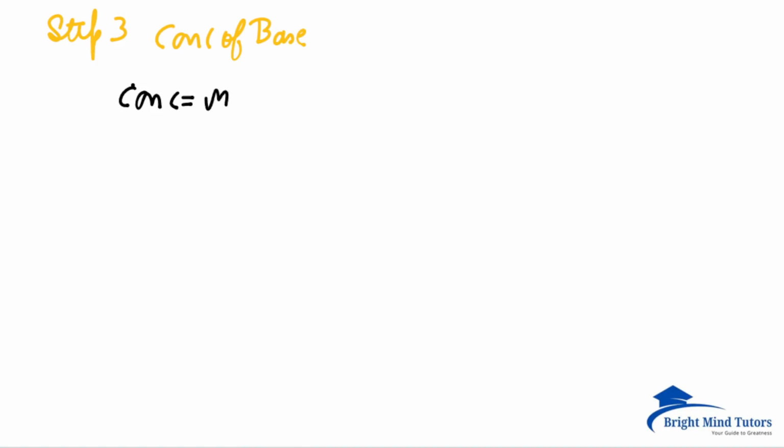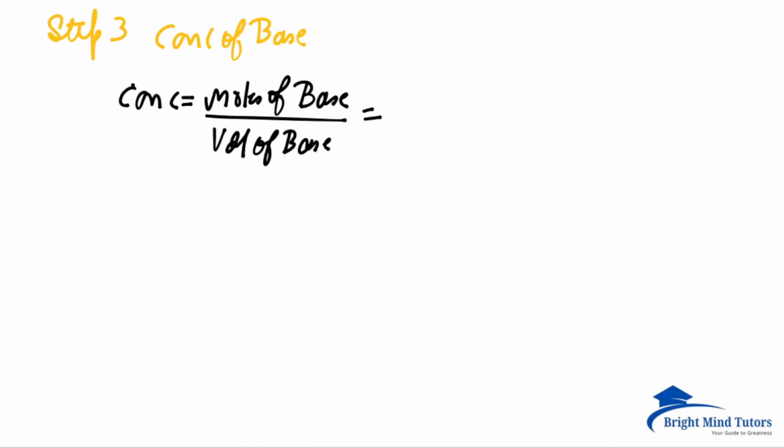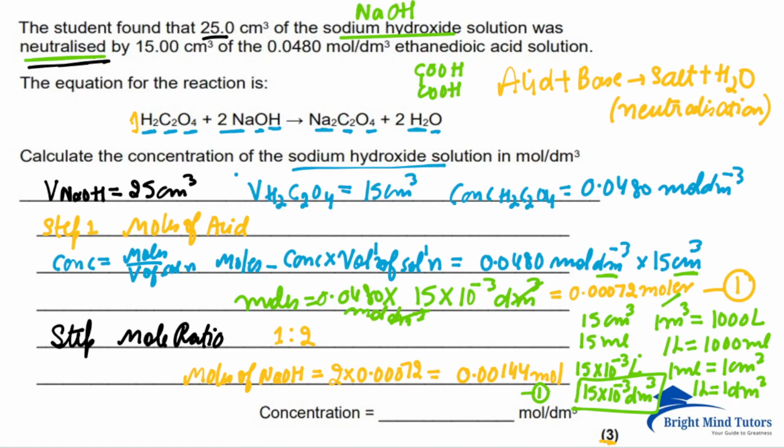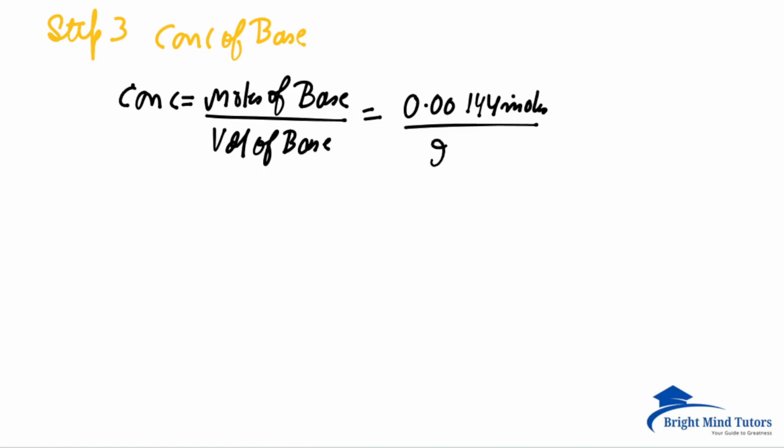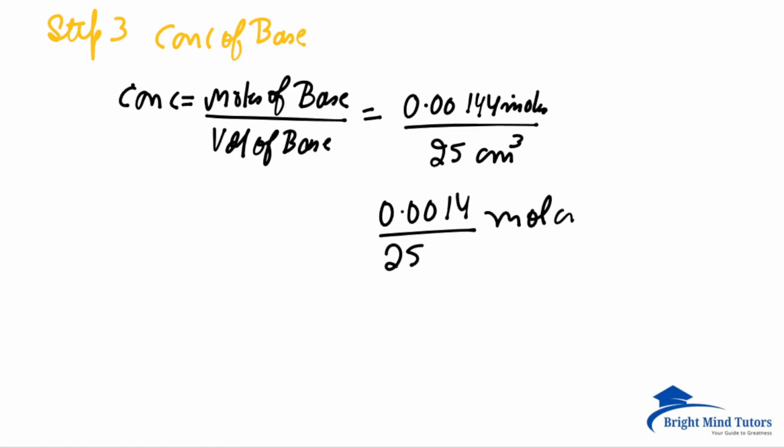Concentration is moles of the base upon the volume of the base. Moles we have found, that is 0.0014144. These were the number of moles, and the volume of the base, which is your NaOH, is given: we were having 25 centimeter cubes of it. So it is 25 centimeter cube. The units here you are seeing, we are getting mole per centimeter cube.